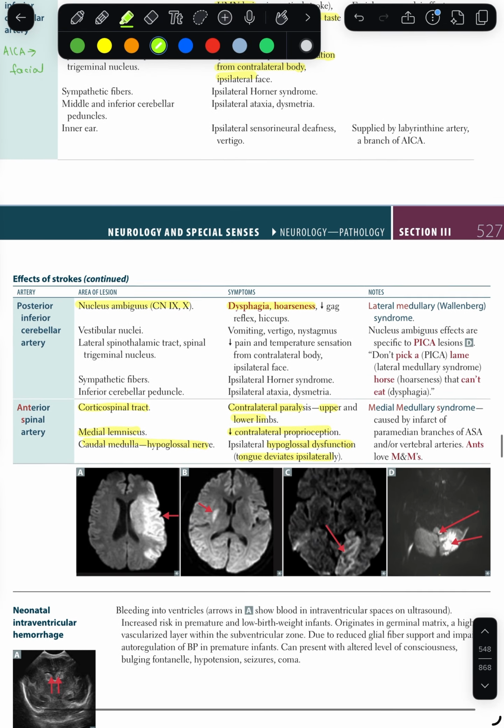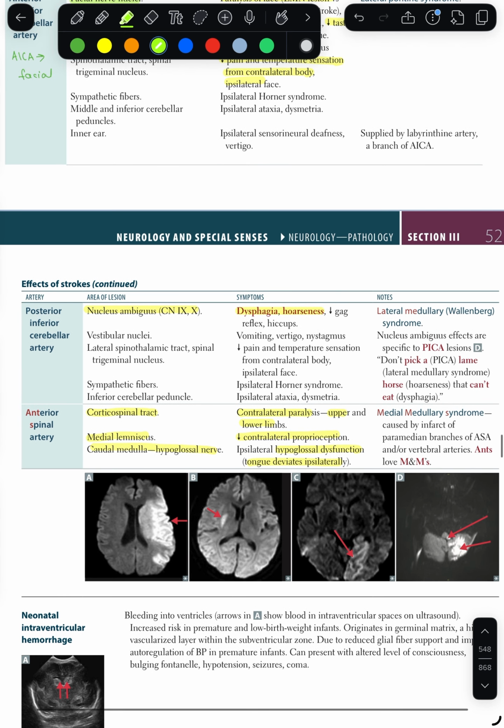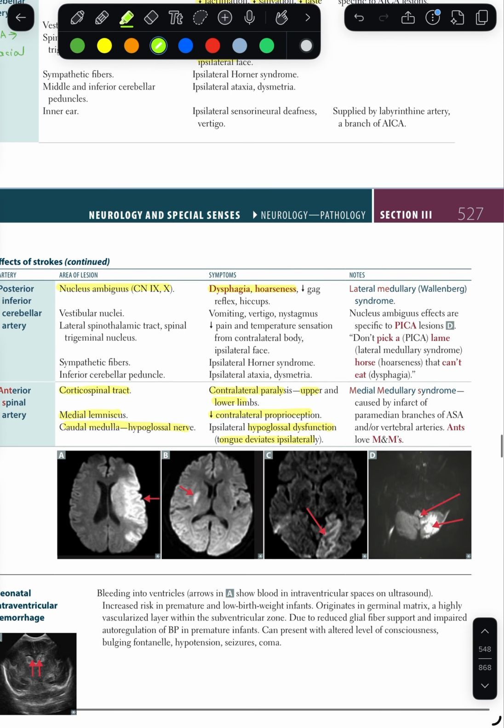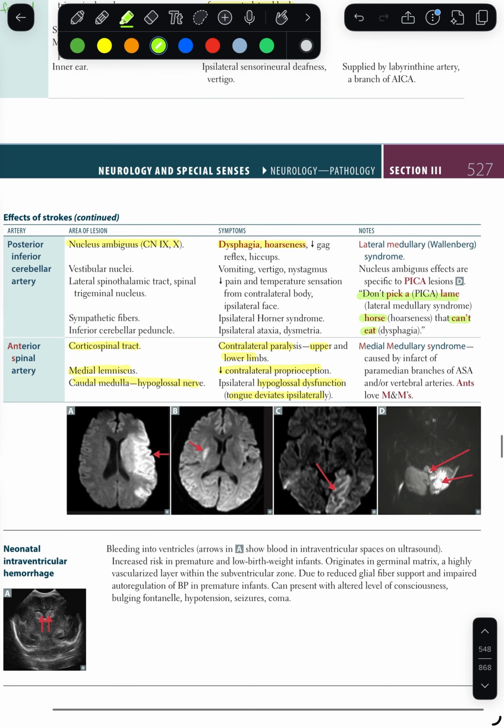For the posterior inferior cerebral artery, everything else is the same as AICA. Just remember that it affects the nucleus ambiguus, the cranial nerves 9 and 10, which leads to dysphagia and hoarseness, as this mnemonic denotes: don't pick a lame horse that can't eat. So from PICA, it's PICA. Lame is the lateral medullary syndrome, also known as Wallenberg syndrome. Horse is for hoarseness, and eat is for dysphagia.